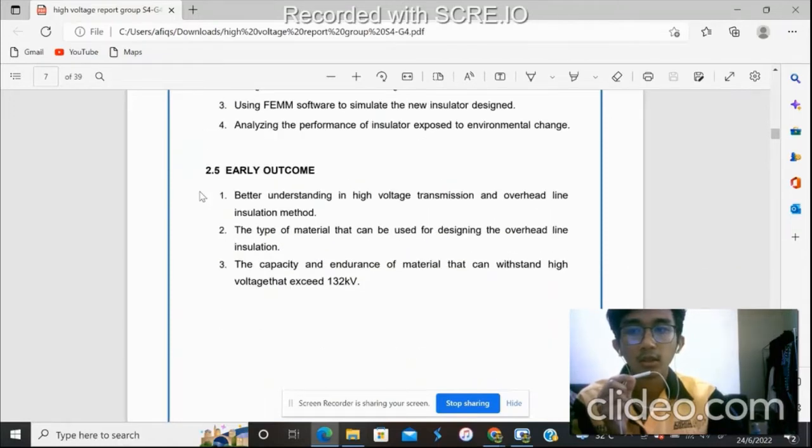Okay, so our yearly outcome is a better understanding of high voltage transmission and overhead line insulation methods, the type of material that can be used for designing the overhead line insulation, and last but not least, the capacity and endurance of material that can withstand high voltage that exceeds 132 kilovolt.